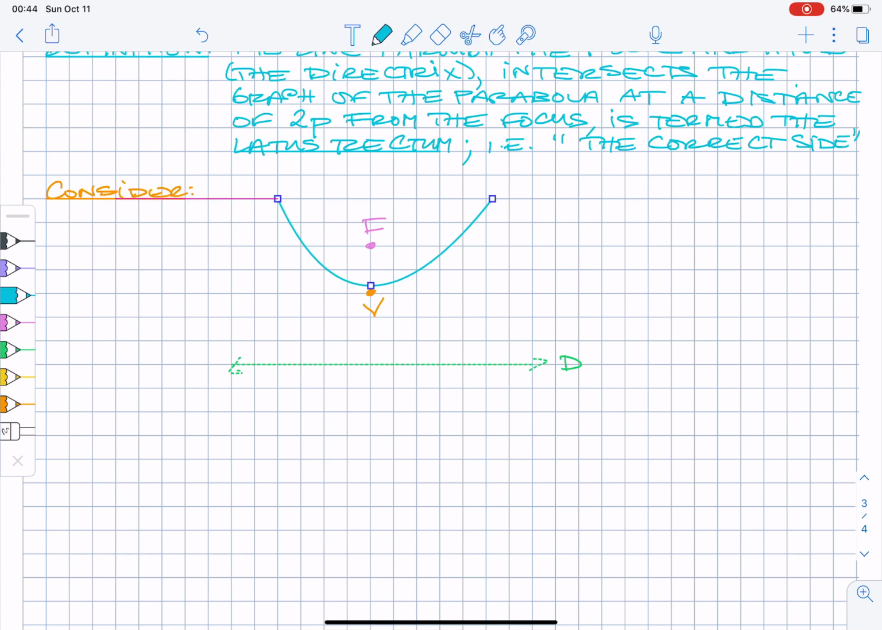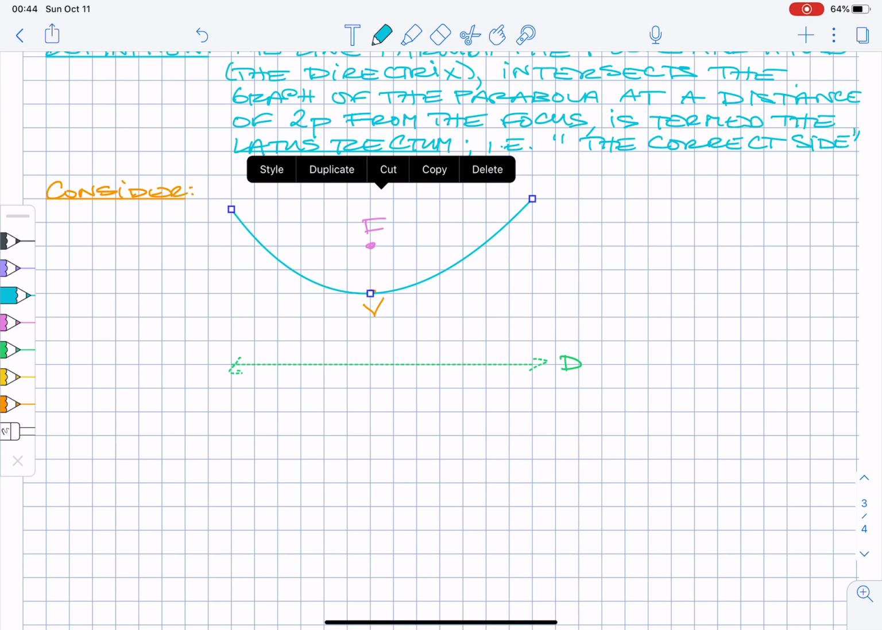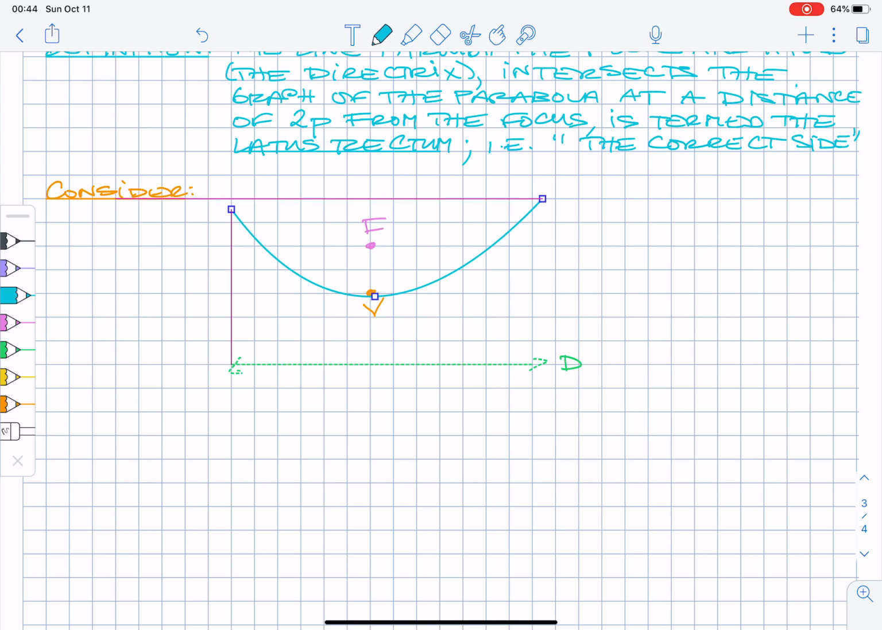Okay, so how do I know? I know that in line with the focus is going to be a line called the latus rectum. And for us, I claim that it's going to be, oh, come on.